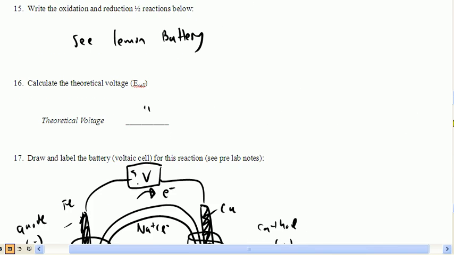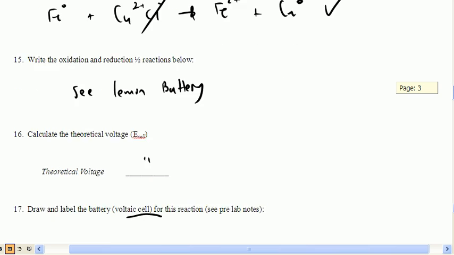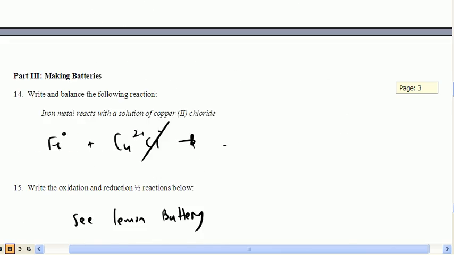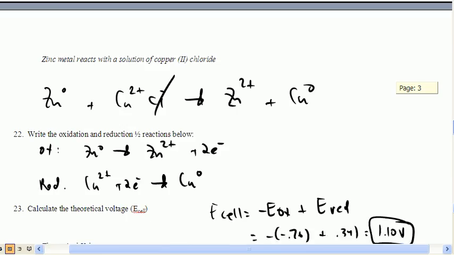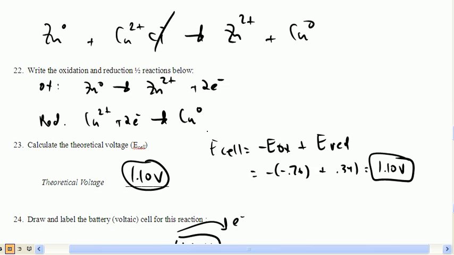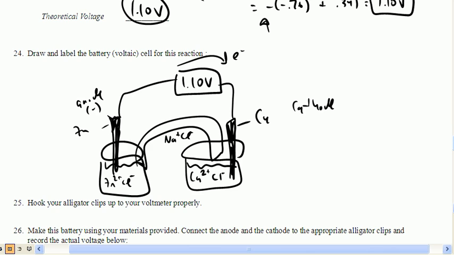So in looking at this lab, the real important thing is to be able to draw a reaction. Okay. From that reaction, calculate E cell. Notice that we flipped the E oxidized value because everything on the reduction potential is for reduction. So we flip oxidation.